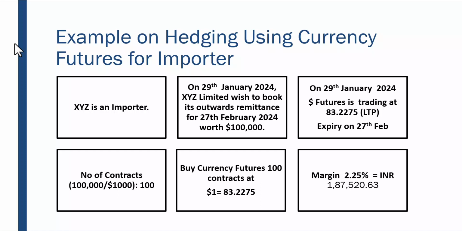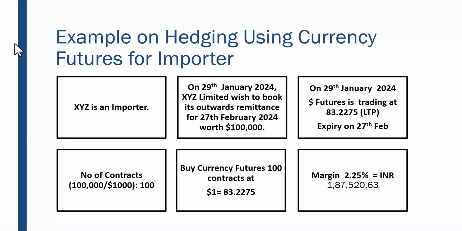Okay. So he pays 1,87,520.63 as margin money. He has to deposit it the moment he takes a position. Suppose he buys and his order gets executed at 83.2275. Before it gets executed, he has to pay the margin money. Okay, he pays the margin money.